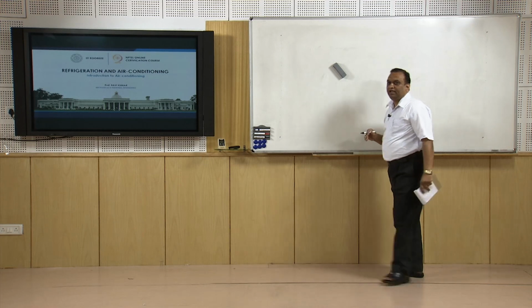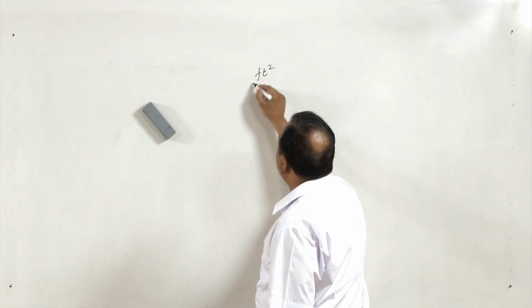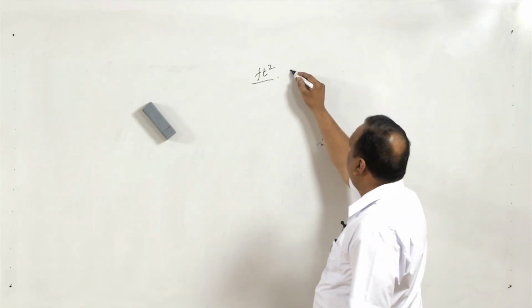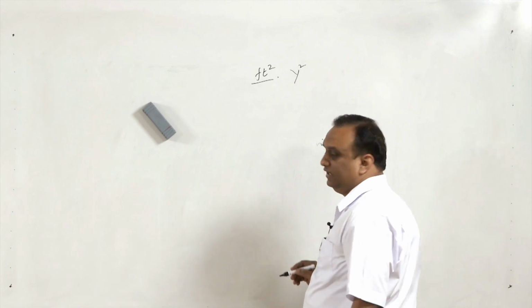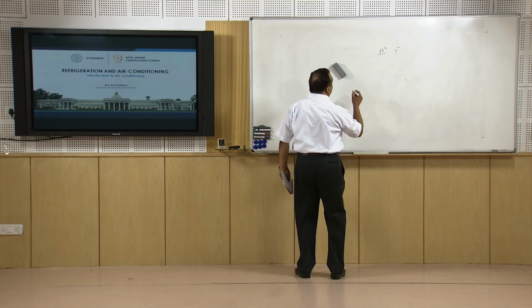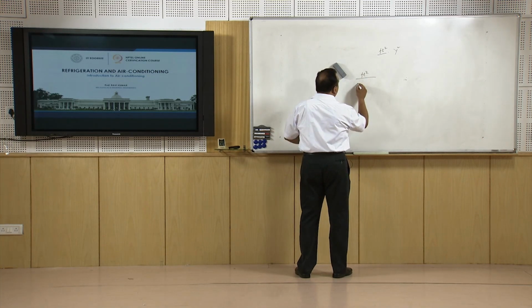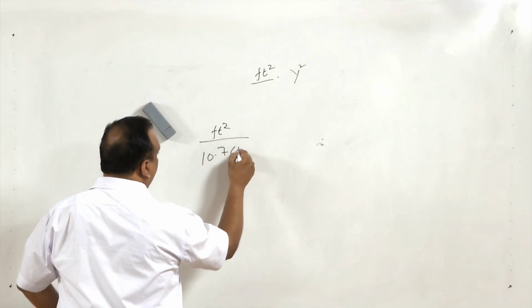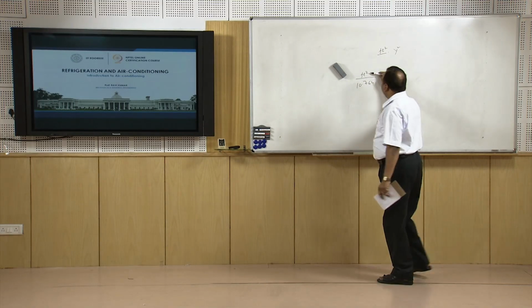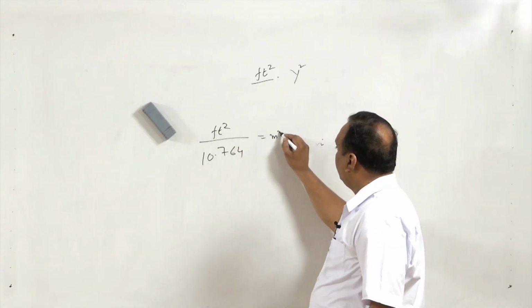Sometimes area is given in feet square. In air conditioning also you will find that area is given in feet square or in square yards. In this case, if you want to convert square feet into meter square, then square feet divided by 10.764. These conversion factors you have to remember. Area in square feet divided by 10.764 will give you area in meter square.